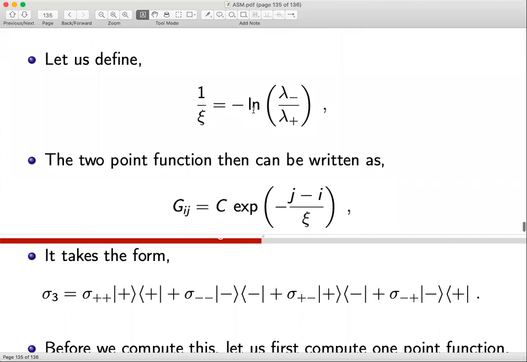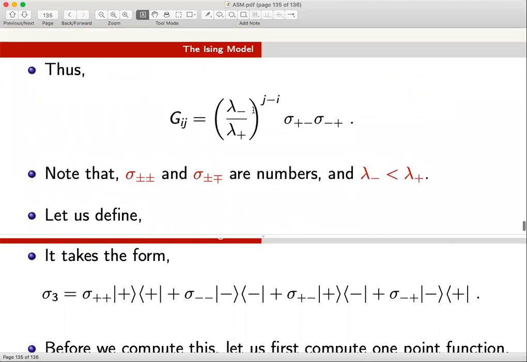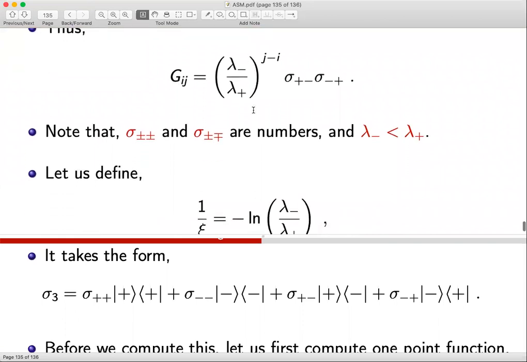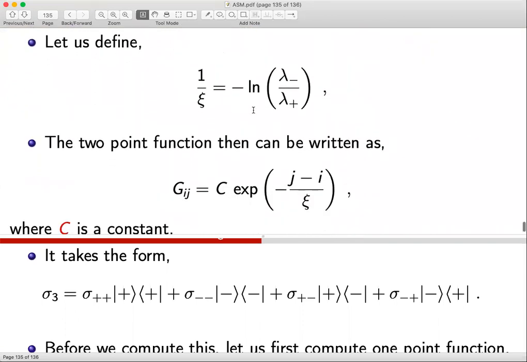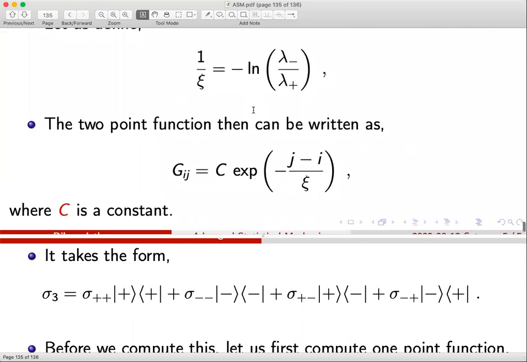In other words, given any function, you can always write that as an exponential of something or other by introducing a log in the exponent. Okay, that's what we have done.